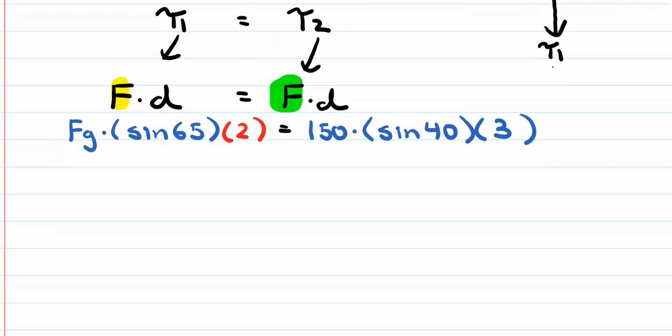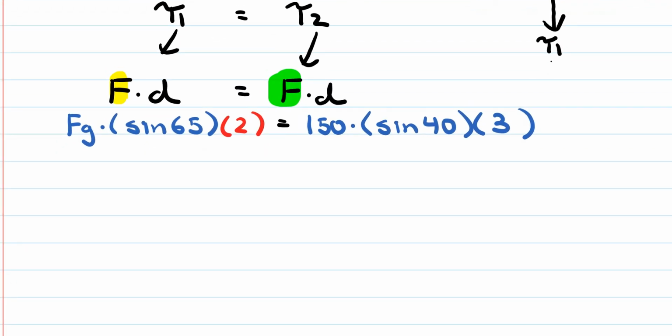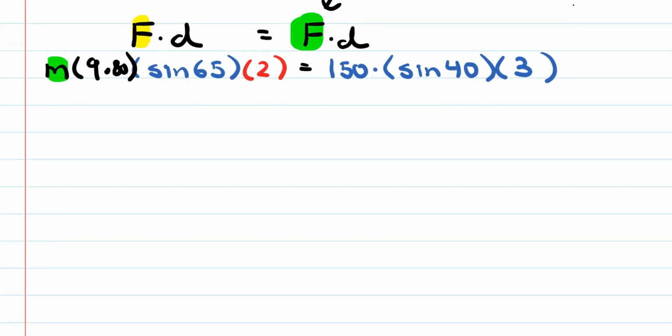Okay, we're almost there. The question is, we want to find the mass of the beam, and we know Fg. This is a weight right now, Fg. So if I want to convert this into a mass, we have to write this as mass times the acceleration due to gravity, and the acceleration due to gravity is 9.80. So I'll write this as mass times 9.80. And then from there on, we just solve for this value m here, and that should finish off this particular problem.